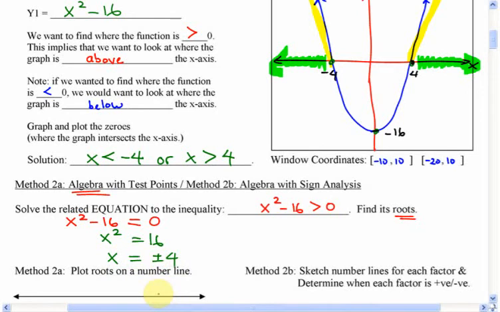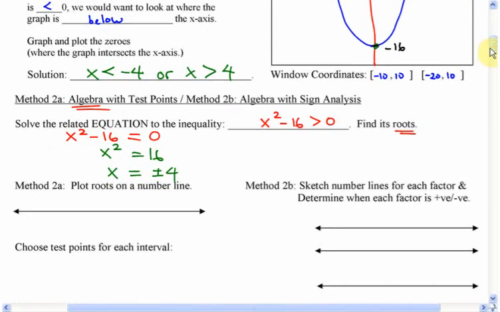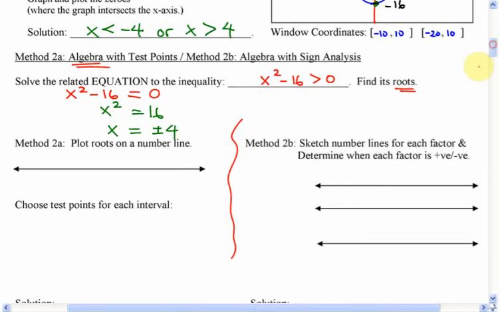And then here's where those 2 algebraic methods differ. So let's do 2a first of all, over here. Okay, this is a line. Let's do 2a. So once you found the roots, this is what I'd like you to do. I'd like you to plot the roots on a number line. So let's say here's 0. So 4 is over here. Negative 4 is over here. This is important, so listen up.